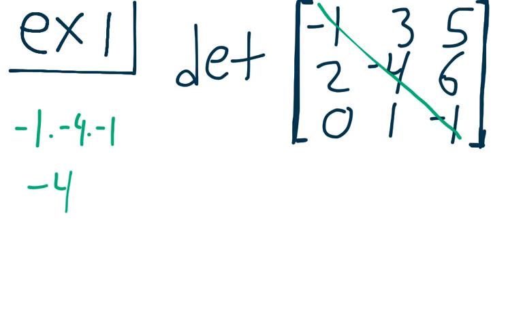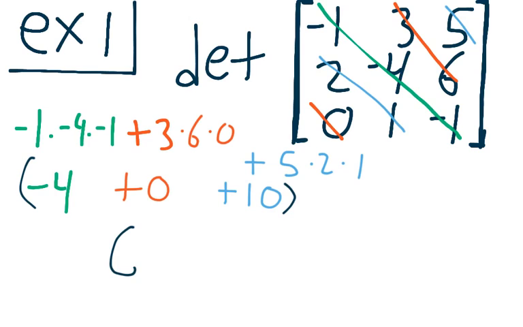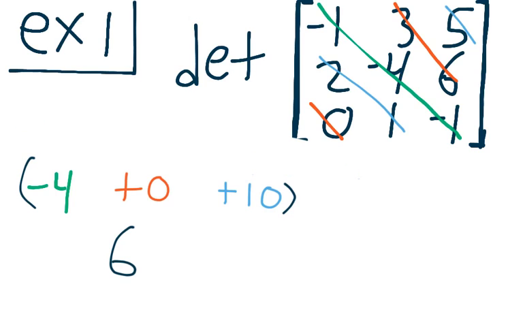Okay. And then plus 3 times 6 times 0, so plus 0. Okay. And then plus 5 times 2 times 1, so plus 10. So that's going to be negative 4 plus 0 plus 10. That's 6. Okay. So do you see what I did there?